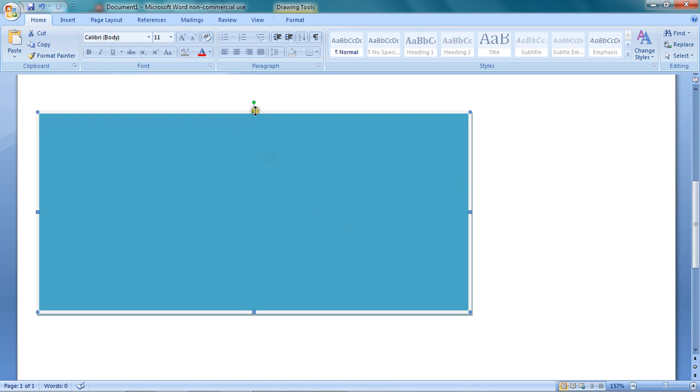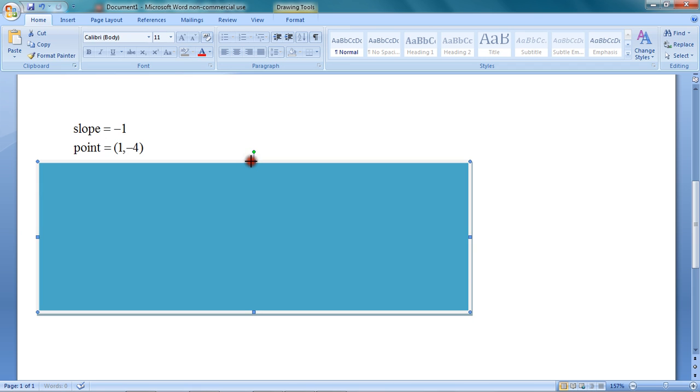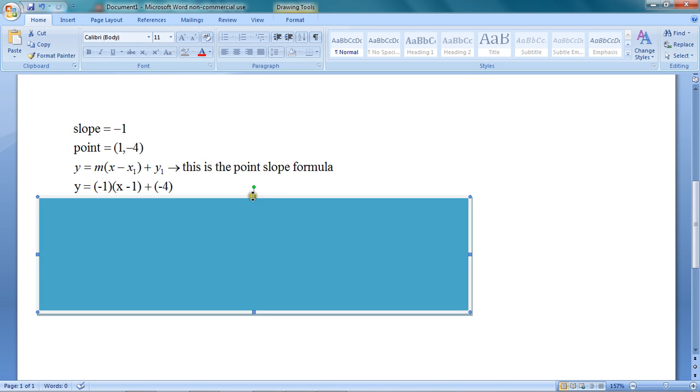So if I slide down here, this is what I know. I have the slope of negative 1. I have the point 1, negative 4. So I'm going to use my point slope formula, and I've modified it a little bit by moving y1 to the right hand side to simplify what we're going to ultimately end up doing later. So y equals m times the quantity x minus x sub 1 plus y sub 1, which is our point slope formula. I've substituted in the values I know.